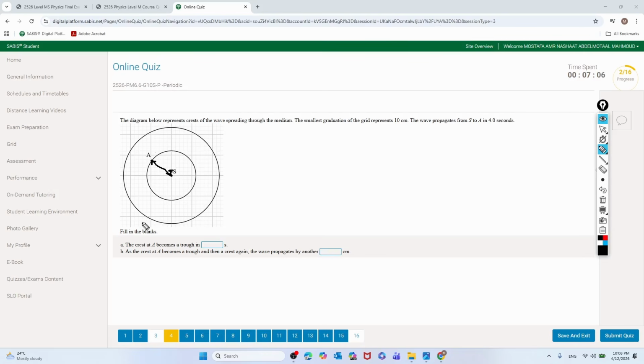Anyways, the crest A becomes the trough in how many centimeters? Okay, so crest is a peak, trough is the bottom, and then crest again, that's the wave. If this is 4, what's the distance to the trough? It's half of it. It's 2. And the crest A becomes a trough, then a crest again.